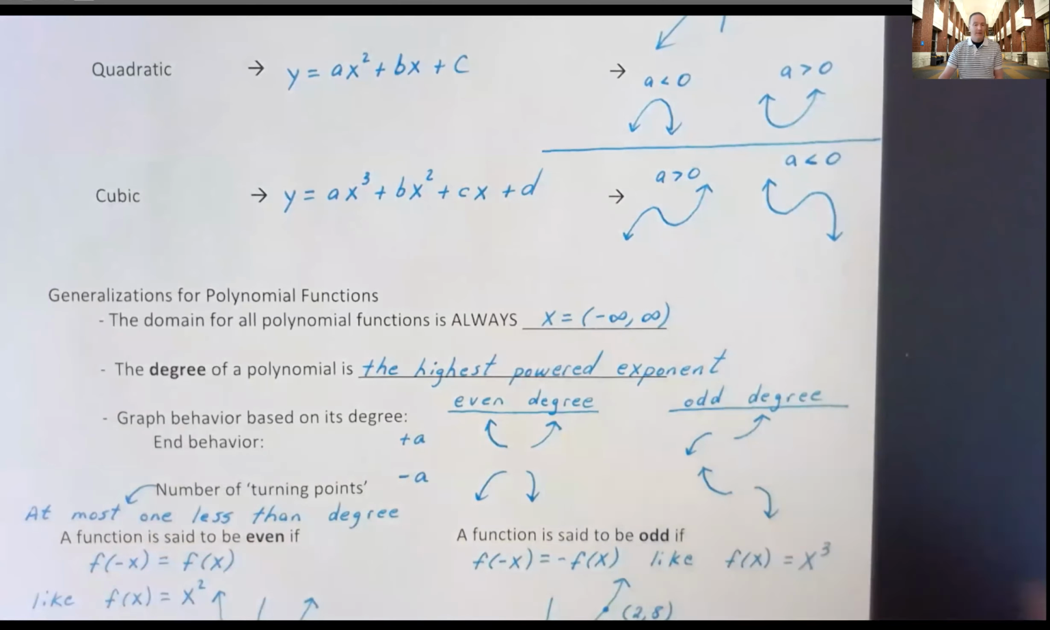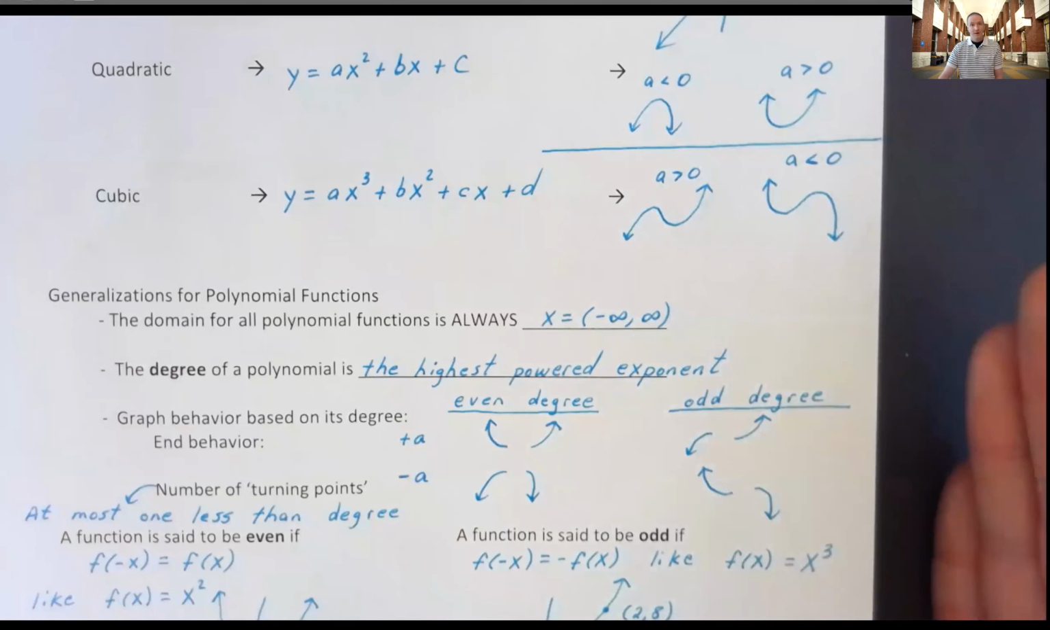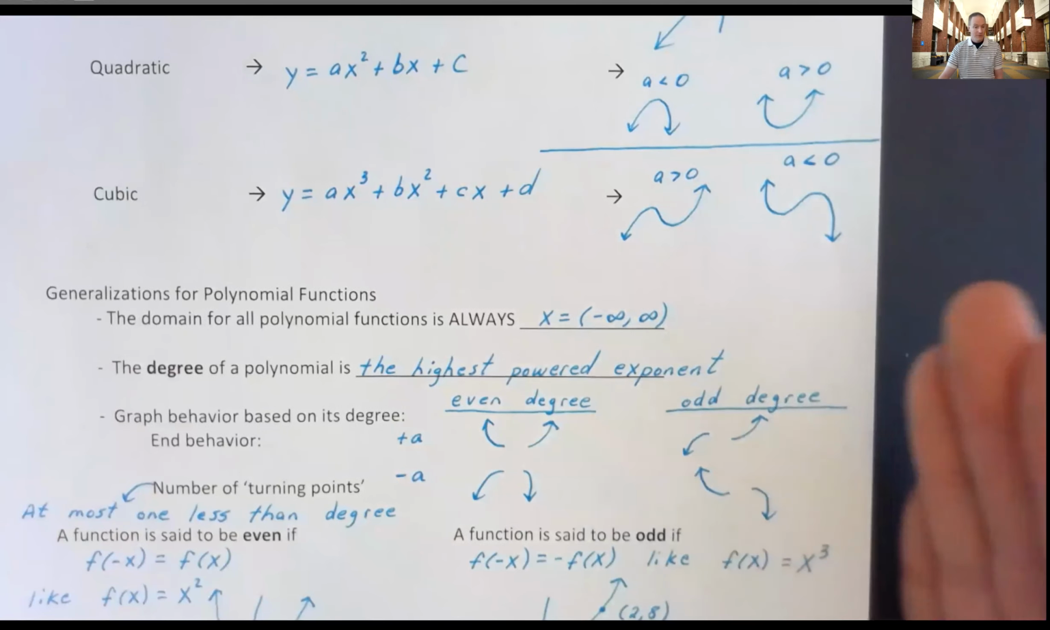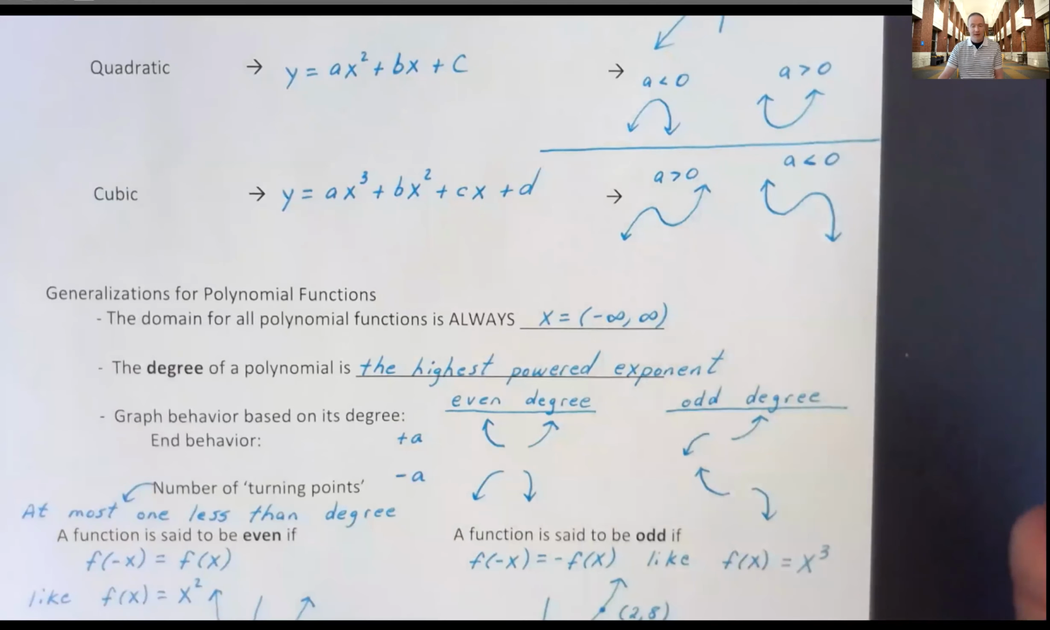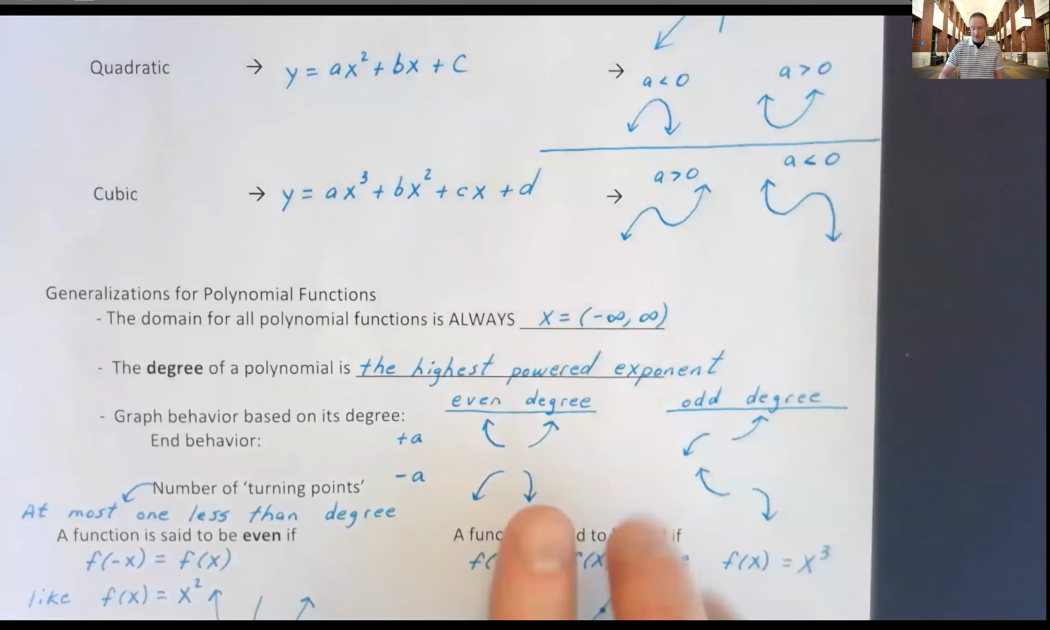So if you have a function, let's say degree 13, how many turning points could it have? Well, it could have 12. That's the maximum number. But it could also have 10. It could have 8. It could have 6. It could have 4. It could have 2. It could have 0 turning points. Like just y equals x to the 13th would have 0 turning points. It'd look very similar to y equals x cubed, just going through, flattening out at the origin, and then going back up.